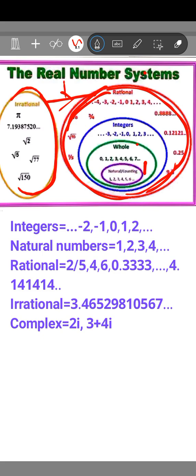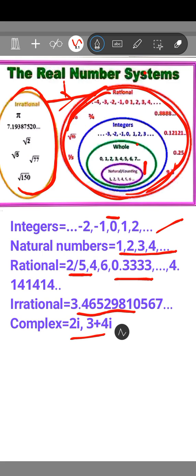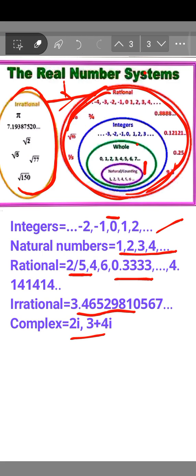So, in summary, the set of integers: negative and positive whole numbers including 0. The set of natural numbers: only positive whole numbers from 1 to infinity. The set of rational numbers: numbers that can be written as fractions or terminating decimals or recurring decimals. The set of irrational numbers cannot be written as a fraction and neither terminates nor recurs. The set of complex numbers can be written in the form x plus iy, that is, have both real and imaginary parts.